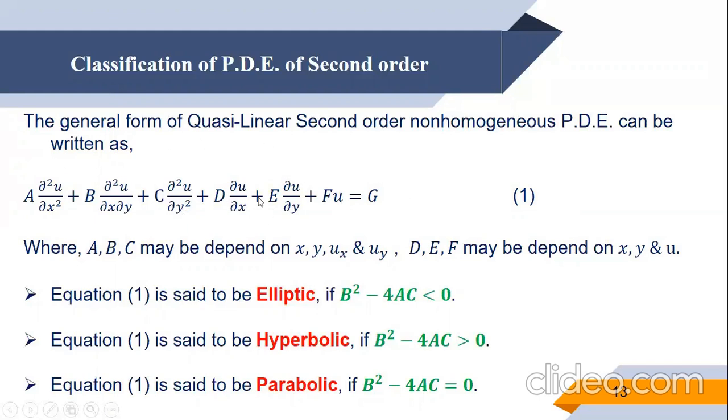That means if any second order PDE is given and we want to classify it, we use the expression B square minus 4AC. We input the values of A, B, C in this expression. If this is less than 0, we can say the given PDE is elliptic. If B square minus 4AC is greater than 0, the given PDE is hyperbolic, and if equal to 0, the given PDE is parabolic.